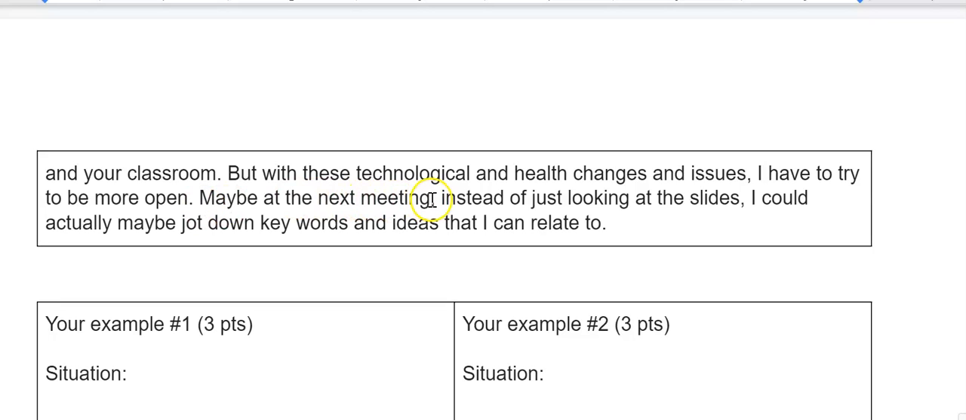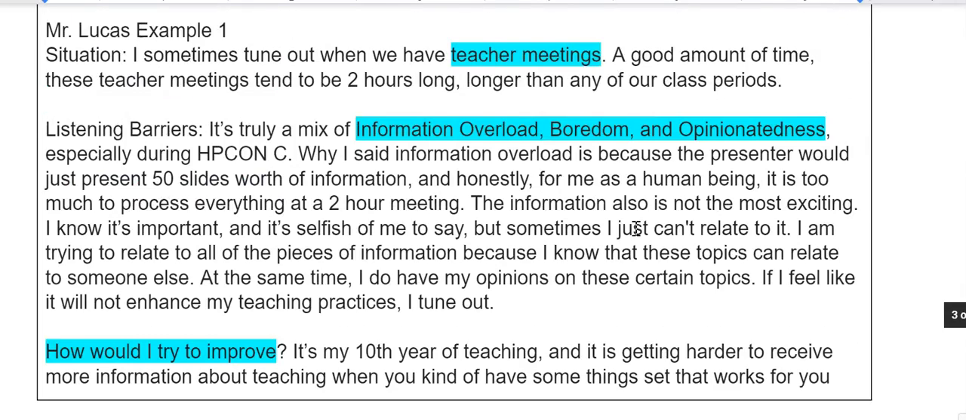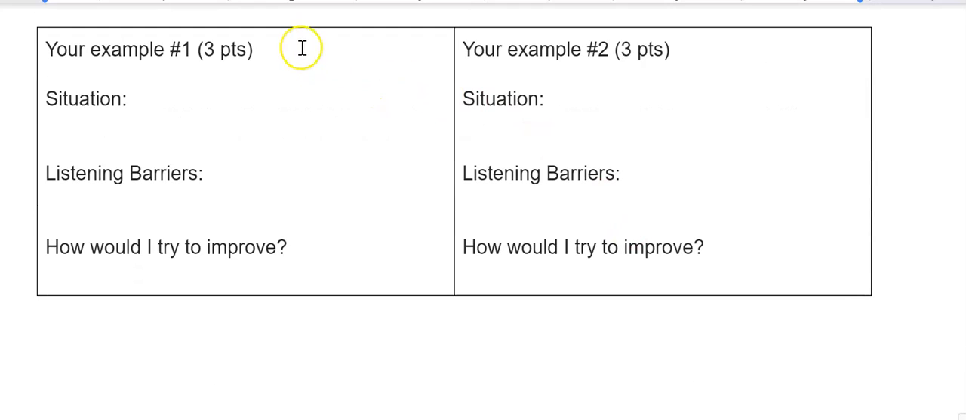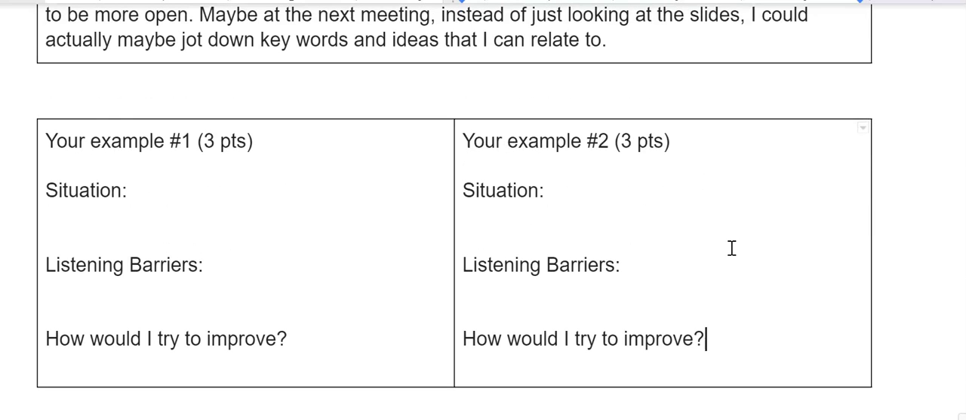Maybe at the next meeting, which will be next week for me, instead of just looking at the slides, I could jot down keywords with my pen and paper. So I do carry a composition book and jot down those keyword ideas that I can relate to. Okay, so that's a template that you guys can use for that one. And I think these are 3 points apiece? Yeah, so your example number 1, your situation, listening barriers, and how you would try to improve. And situation number 2, listening barriers, and how you would try to improve. All right, that is it for part 1 of listening.